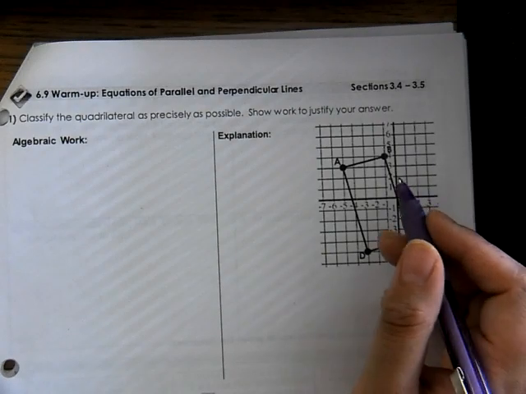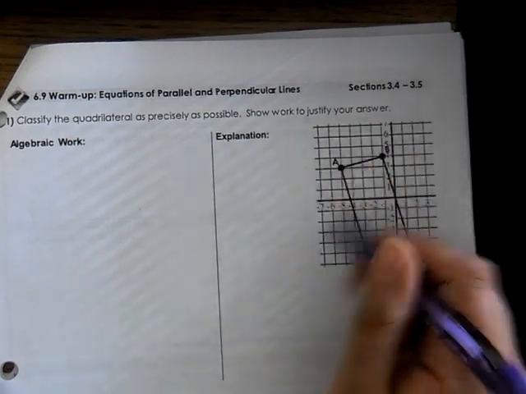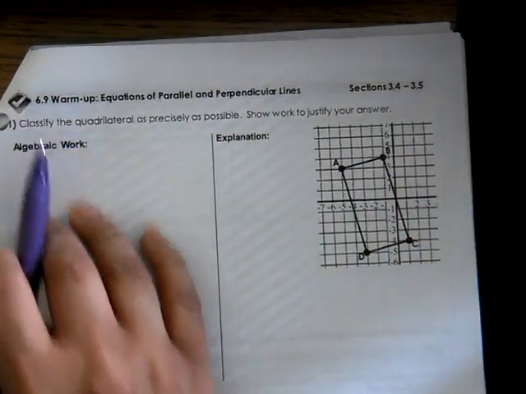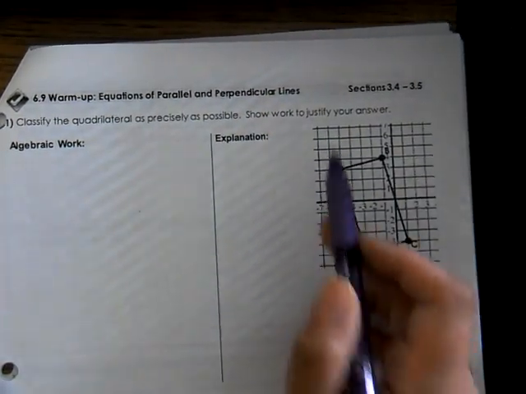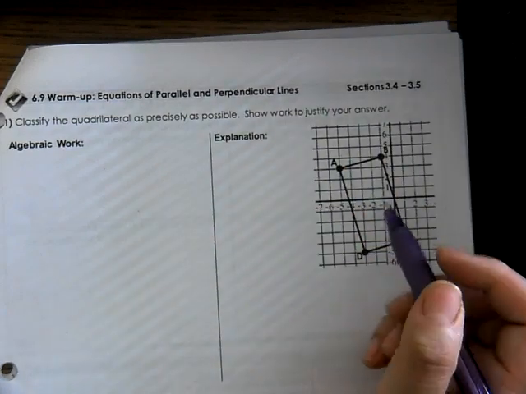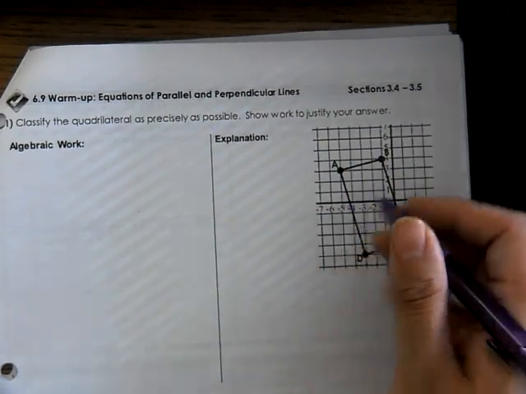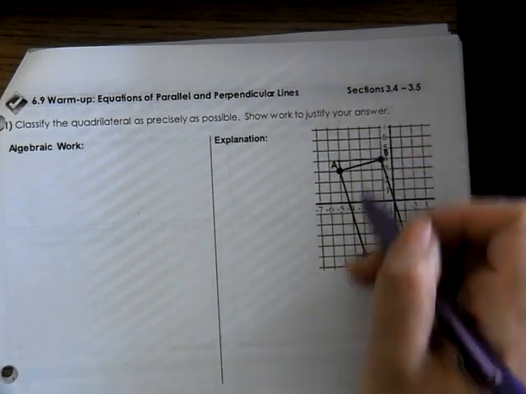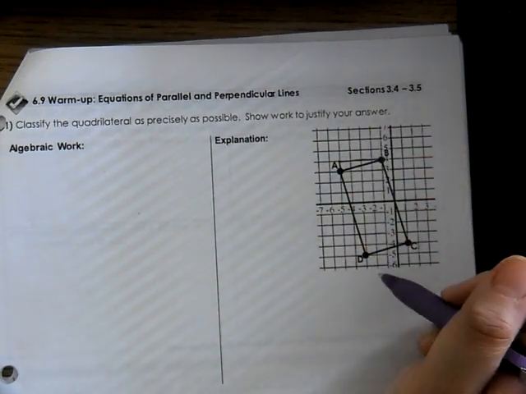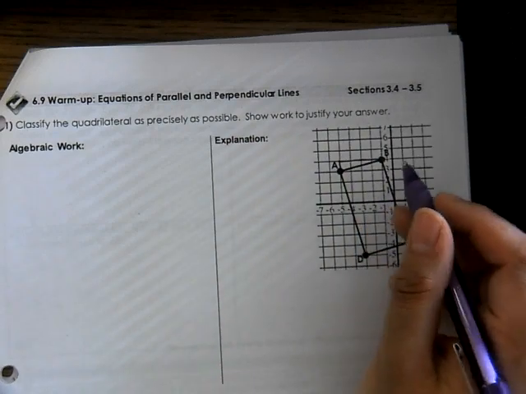Now, a lot of people want to just say, yeah, it's a rectangle, but if you don't actually support that with your algebraic work and your explanation, then really you cannot just assume that that's what it is. That's why it says show work to justify your answer. So let's go ahead and check the slopes. And when a diagram is provided, I do prefer to just use rise over run like this instead of using the slope formula 4 times. You can do that though.